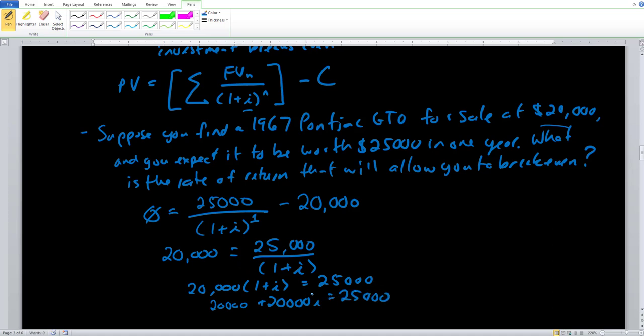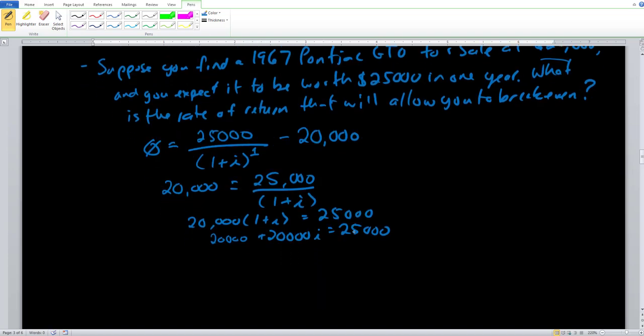And then now we can go ahead and simplify this a lot more. So here we keep on going. We have 20,000 plus 20,000i equals 25,000. We take the $20,000 on the left-hand side onto the right-hand side. We have 20,000i equals 5,000 right here. So just subtracting the 20,000, and then we divide through by 20,000 just to isolate the I.